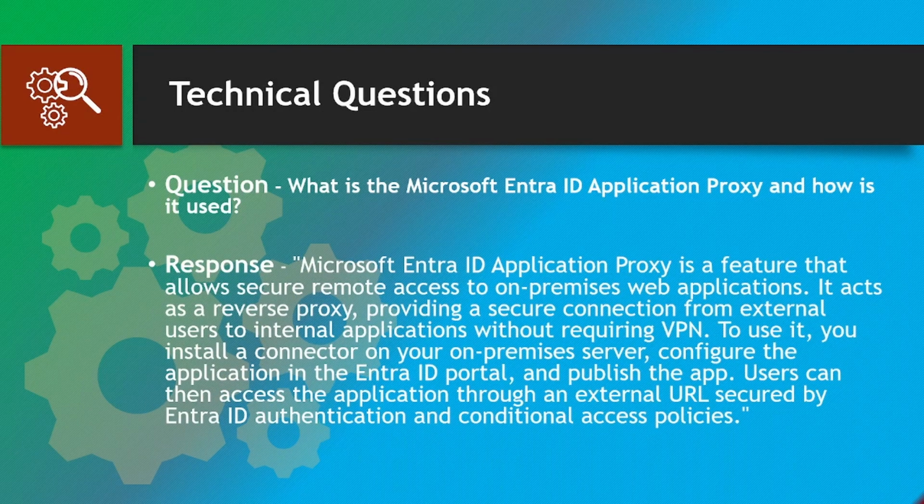Microsoft Entra ID application proxy is a feature that allows you secure remote access to on-premises web applications. It acts as a reverse proxy, providing a secure connection from external users to internal applications without requiring VPN. To use it, you install a connector on your on-premises server, configure the application in the Entra ID portal, and publish the app. Users can then access the application through an external URL secured by Entra ID authentication and conditional access policies.